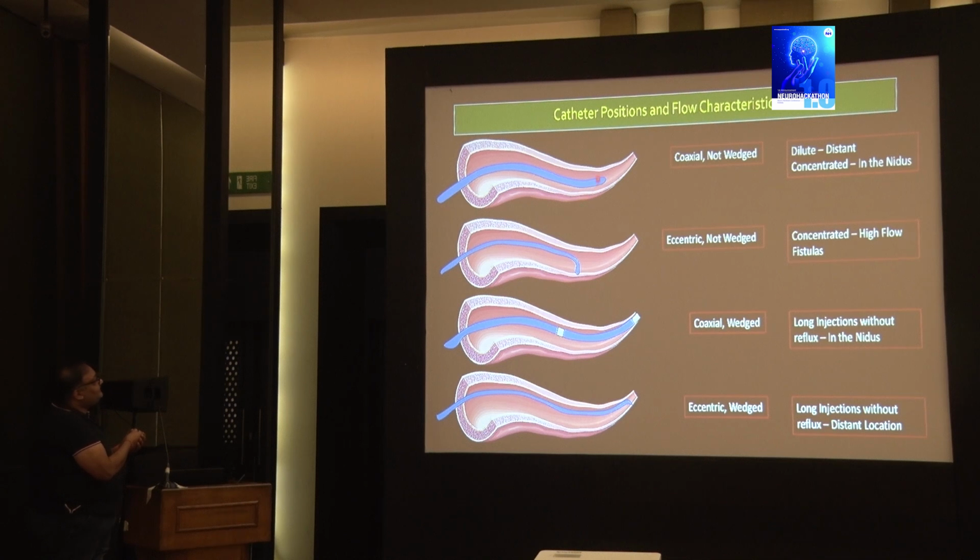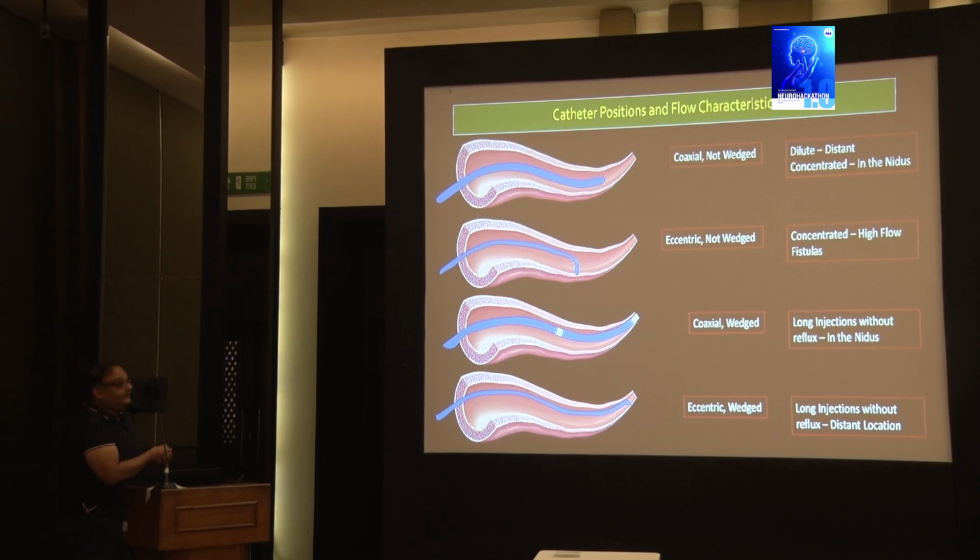In this situation, if you want to inject for a long time, your glue concentration should be in the range of around 25 to 30%. If you have anything more than that, it will start polymerizing at the beginning, and then your purpose will not be served. This is the second variation, which can be done with a flow-guided microcatheter, or even with a double-tipped microcatheter.